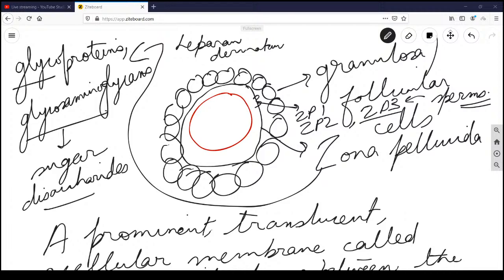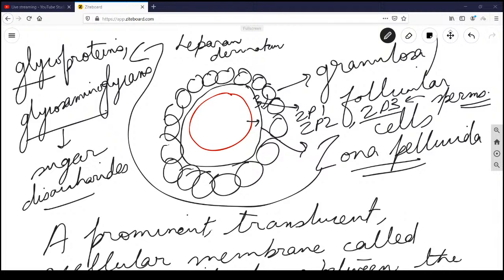So the thing is, in rodents, mice and all, it has been seen that the components of the zona pellucida, that is the glycoprotein and glycosaminoglycan, are synthesized almost entirely by the primary oocyte or egg only. But in other mammals like us, the follicular cells, meaning the granulosa cells, and the egg both contribute towards the synthesis of the zona pellucida. A very, very important difference between mice and humans.